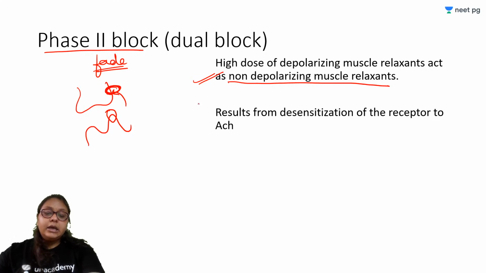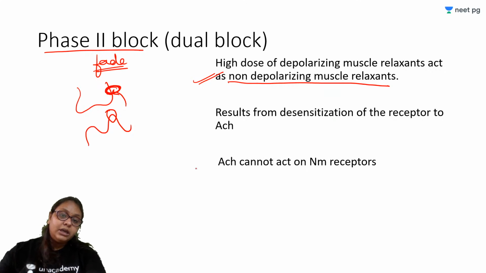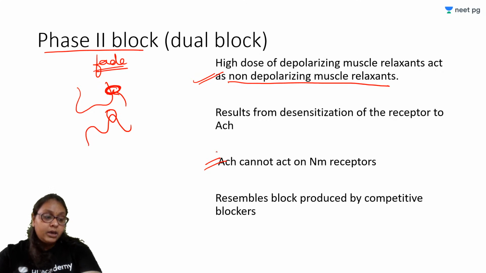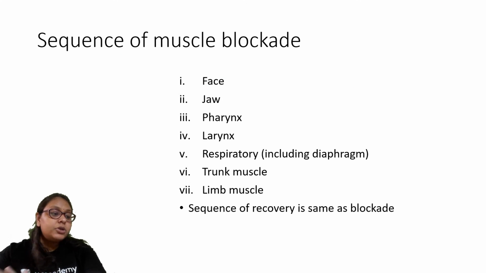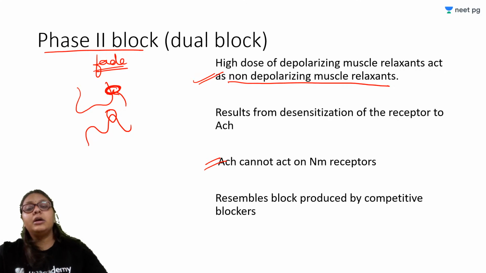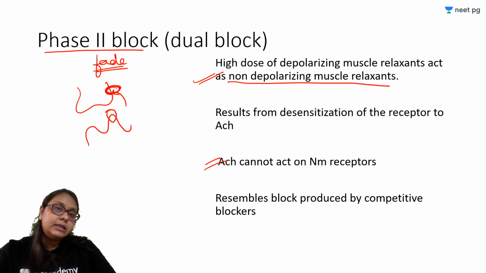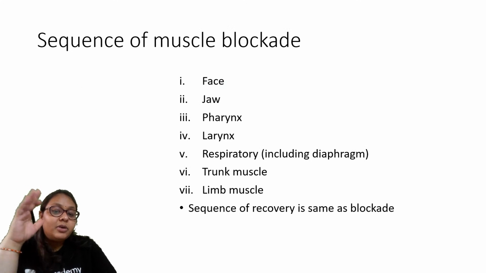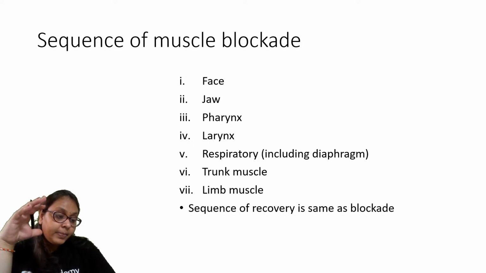It results because of desensitization of the receptor to acetylcholine, and acetylcholine cannot act on the NM receptors, and it resembles the block produced by the competitive blockers. So this is very important. Phase 2 block is seen with succinylcholine when it is given in a higher dose. There is desensitization of the acetylcholine receptors.